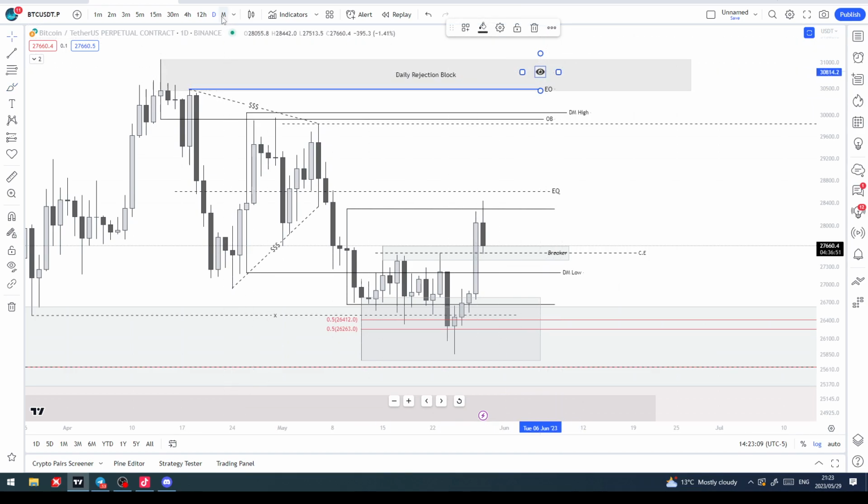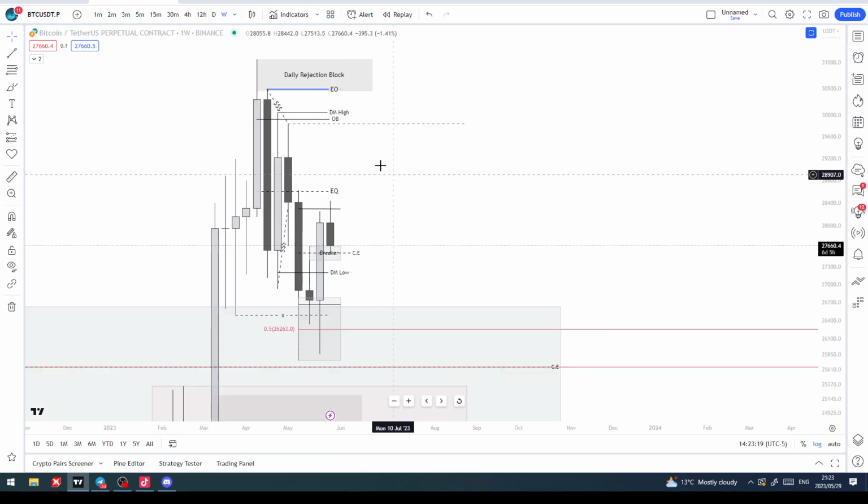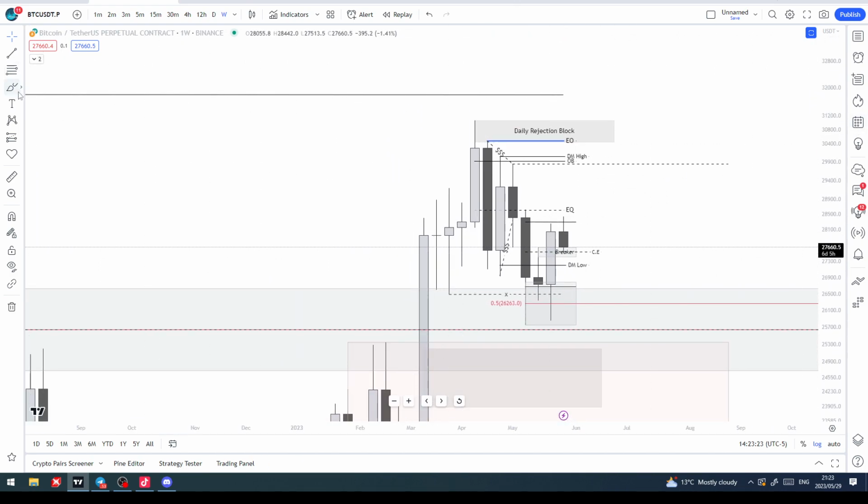Now the EO level, interestingly enough, let's just hop onto the monthly. We don't see it. Let's have a look at the weekly. The EO level is also a failure swing high, right? So we have a higher candle here, which is the order block. We have a wick up here on the very next down candle. So all of these would then be a draw on liquidity.